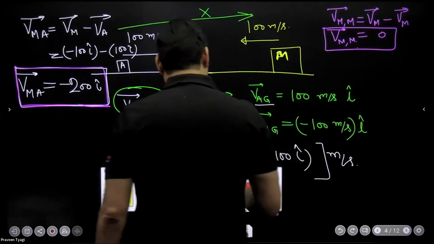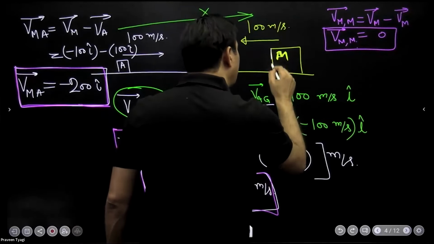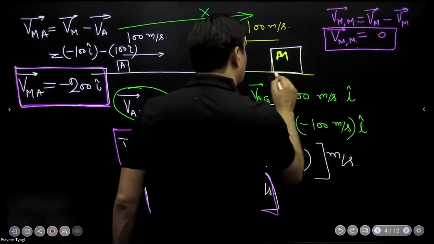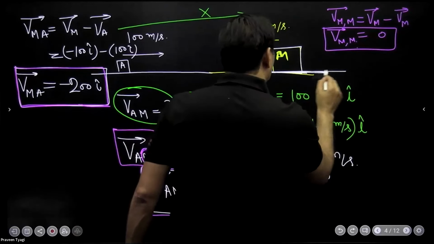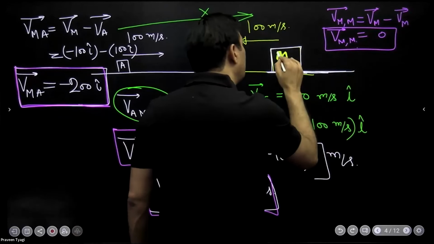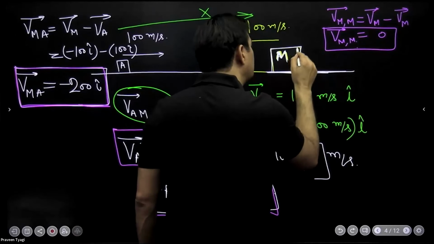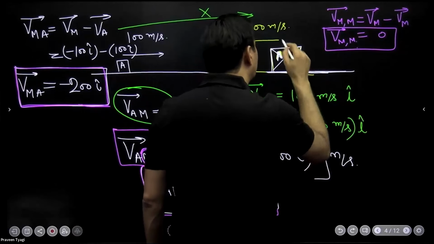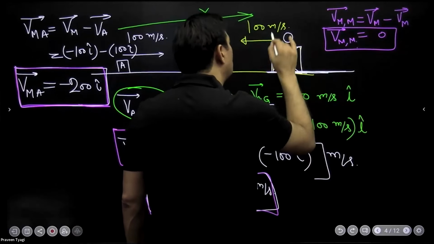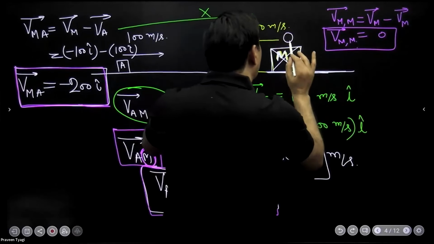Can anyone tell me, what is Minasri's velocity as observed by herself? If we are sitting inside the brain of Minasri, what are we feeling? We are feeling Minasri is at rest. Her velocity is 0. She will not feel that I am moving at all.